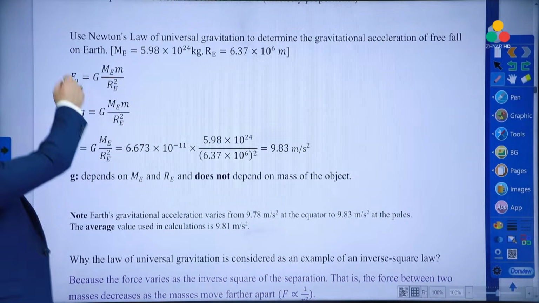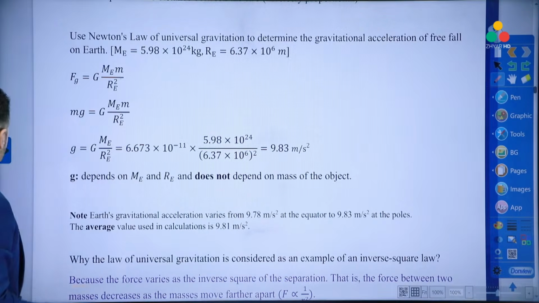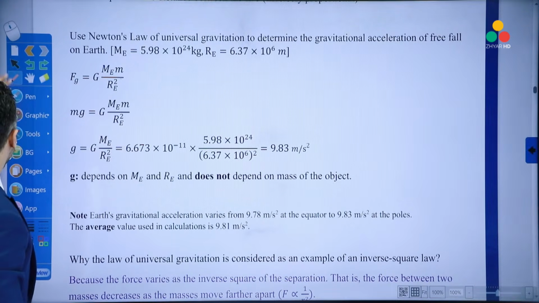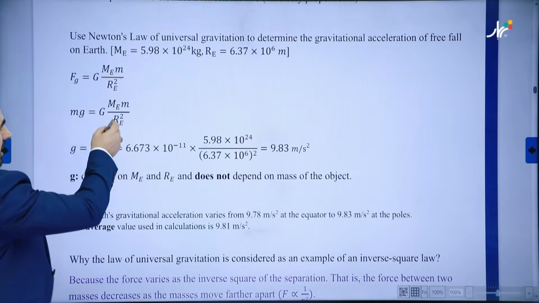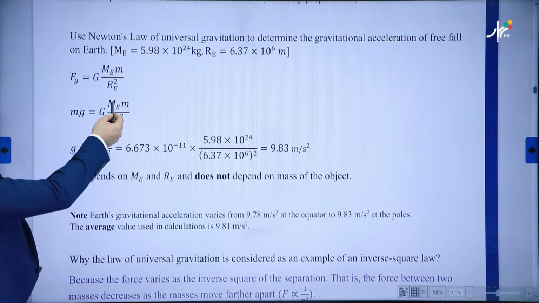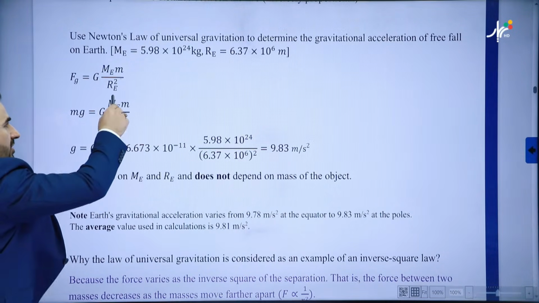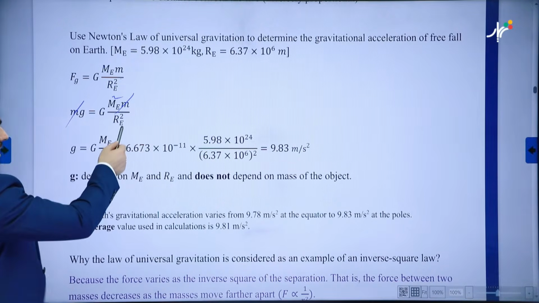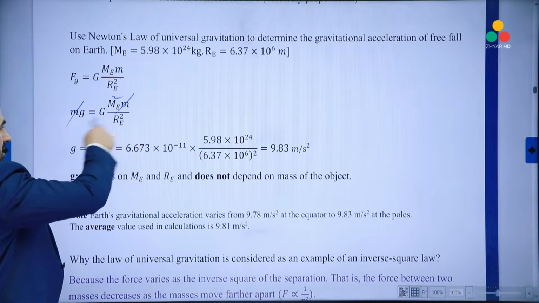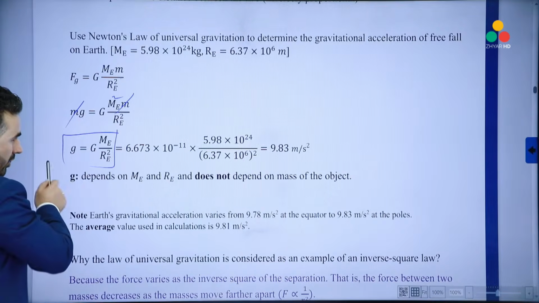But we know that Fg on Earth equals mass times gravitational acceleration, correct? And then gravitational acceleration, of course, is once again G multiplied by the mass of the Earth times my mass, so these two would cancel out, and divided by the radius squared. Now, if you plug the numbers into this, of course, this is what we're left with.